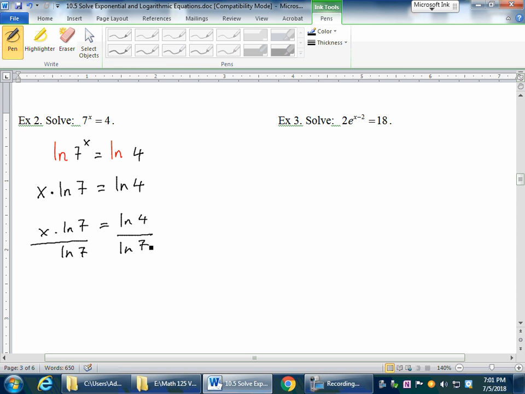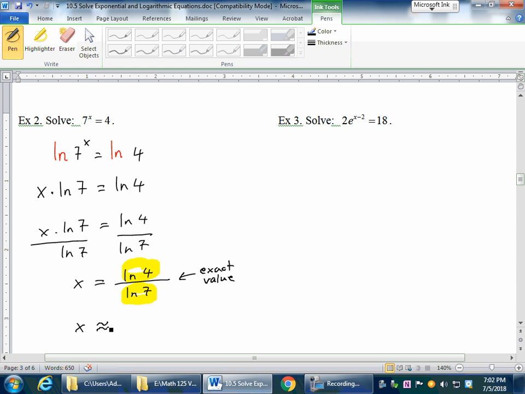If you use the calculator, this ln of 7 is a number. So now I have x equal to ln of 4 divided by ln of 7. You need to remember that ln of 4 is a number and ln of 7 is a number. This is what I mean by the exact value. If I want to do the approximation, that's where I'm going to compute ln of 4 divided by ln of 7.